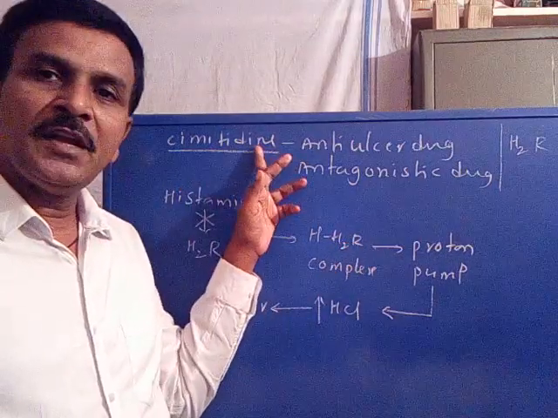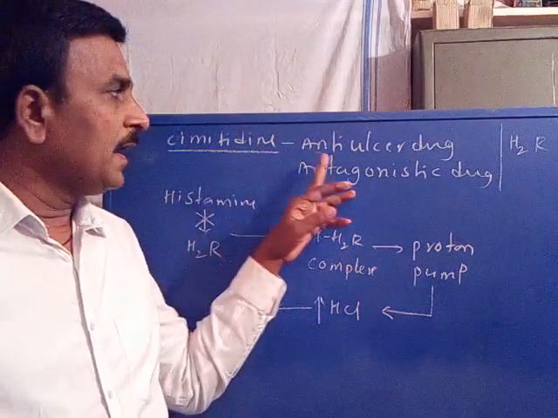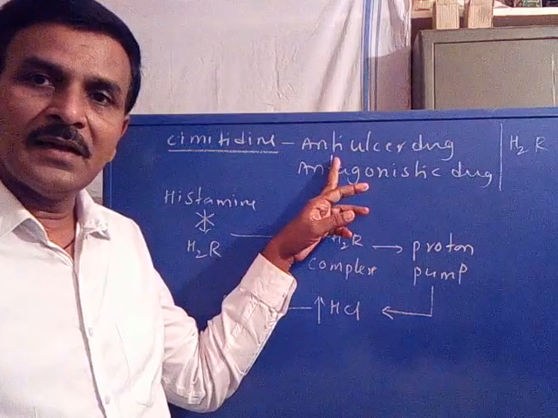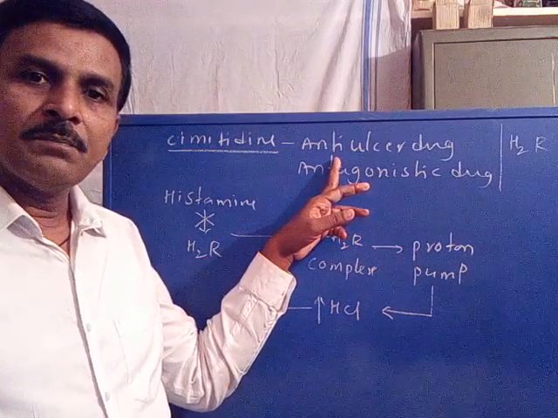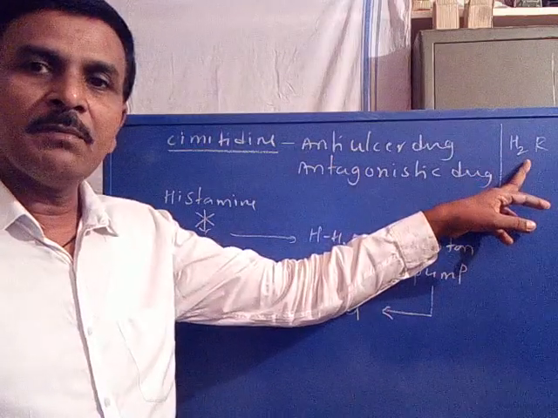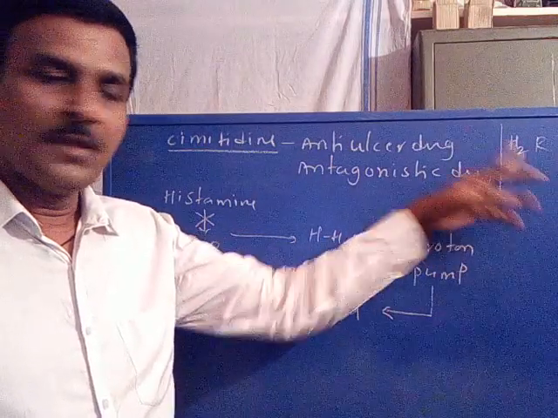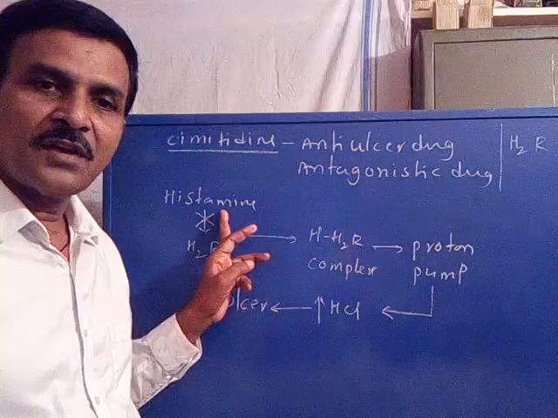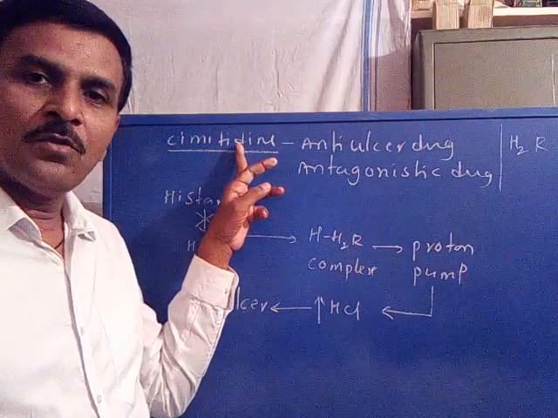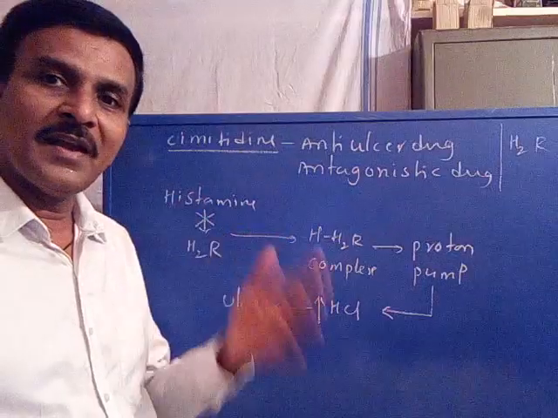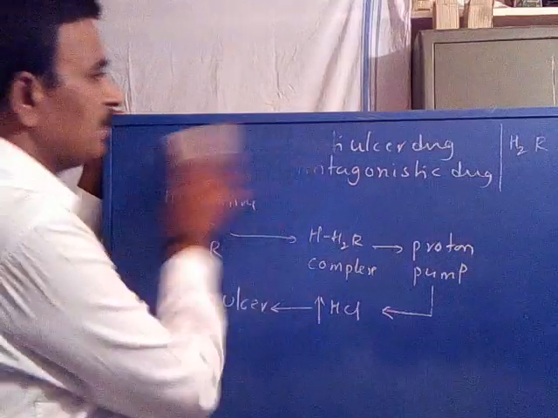So cimetidine is the drug that acts as an anti-ulcer agent, as an antagonist, by interacting with the histamine 2 receptor. Based on the histamine structure, the antagonistic drug cimetidine was designed. Let us see how it is designed.